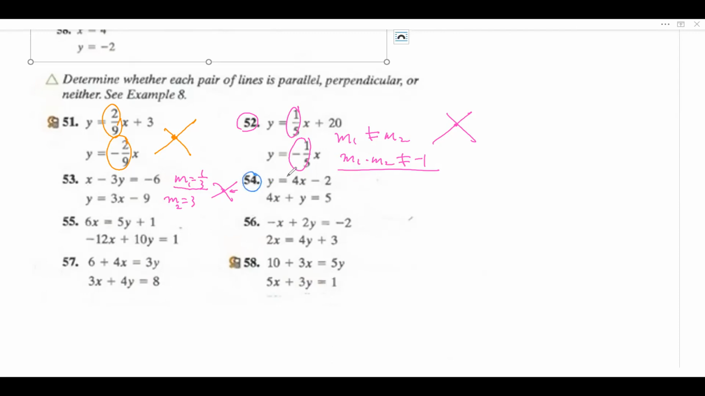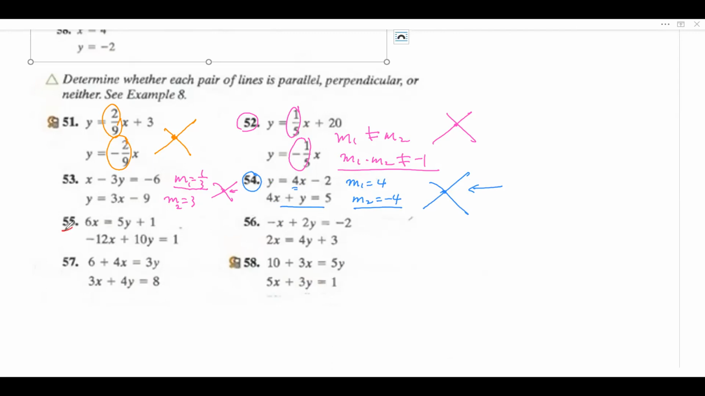So see the 54. Here, the slope is 4, right? 4. What about this slope? -4, right? So they are also crossing. They are not perpendicular. They are not parallel to each other, either. They only have one common point. Okay, let's move on.